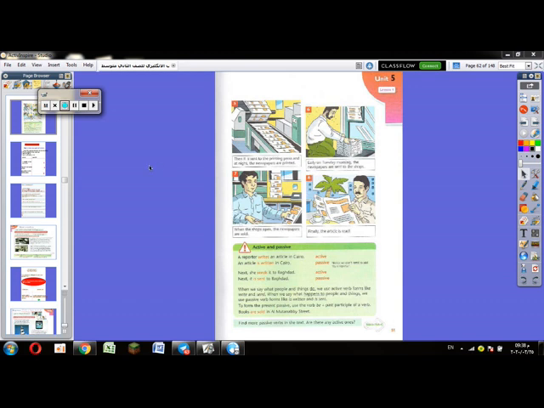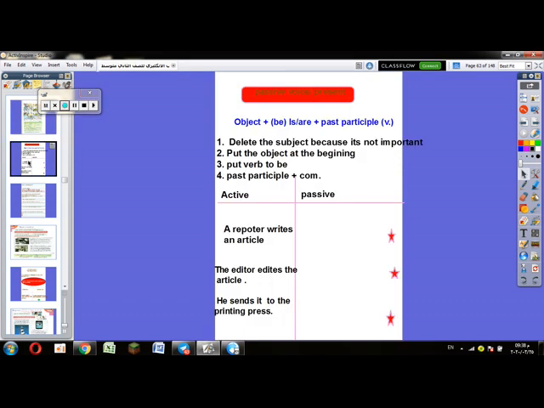So open your books on page 51 now. I'm going to explain to you the important things about the active and passive voice. As you can see here, the passive voice in present case, we have the object plus be, which is verb to be, is or are, plus past participle.